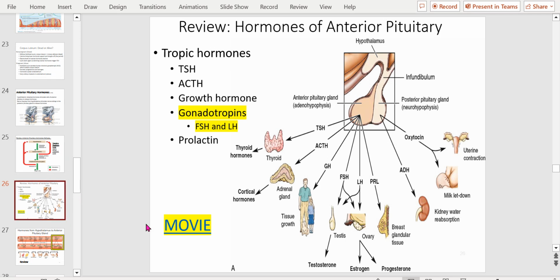Okay, that's the whole idea of what is happening, but this week we're going to focus on the gonadotropins. Pause the video here and watch the movie, will you?